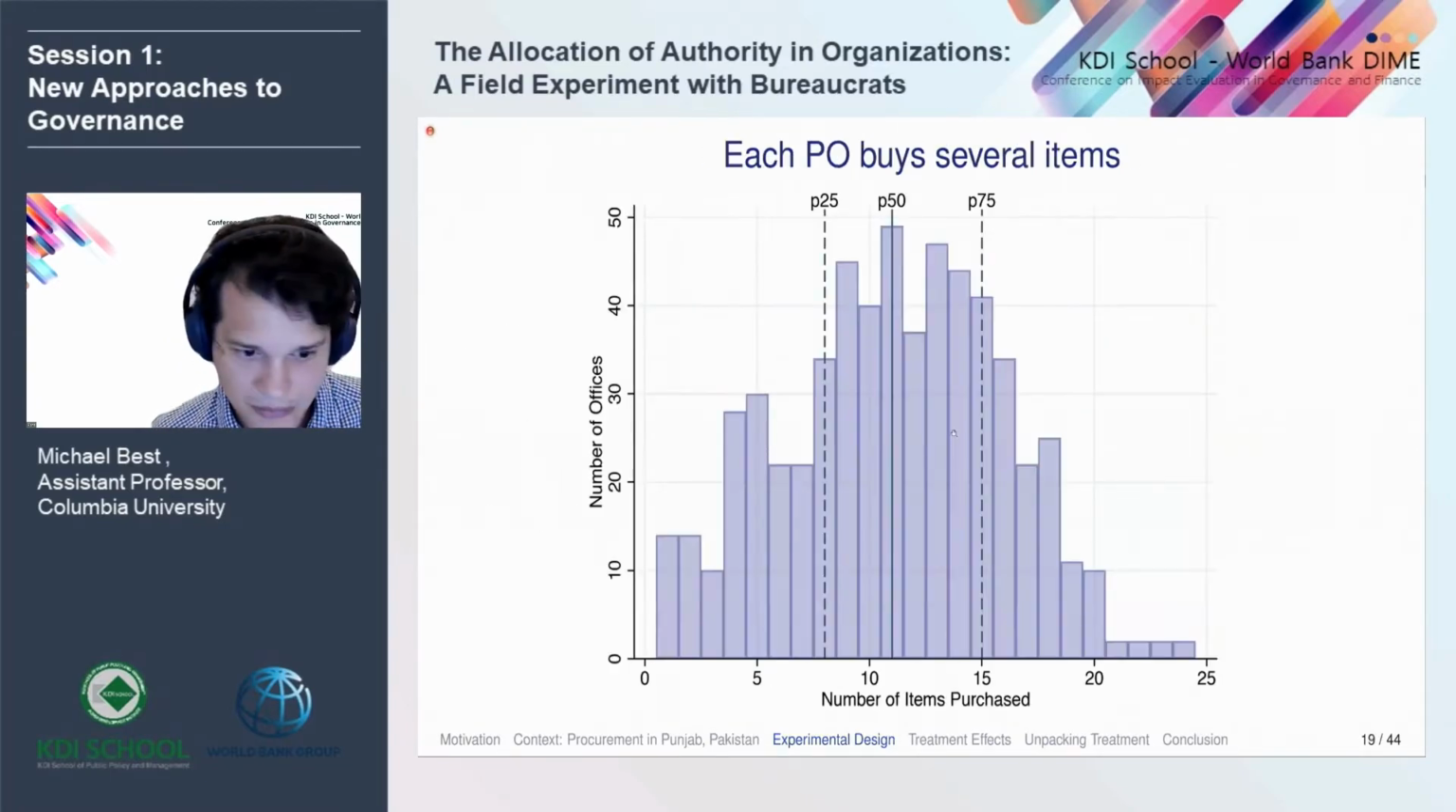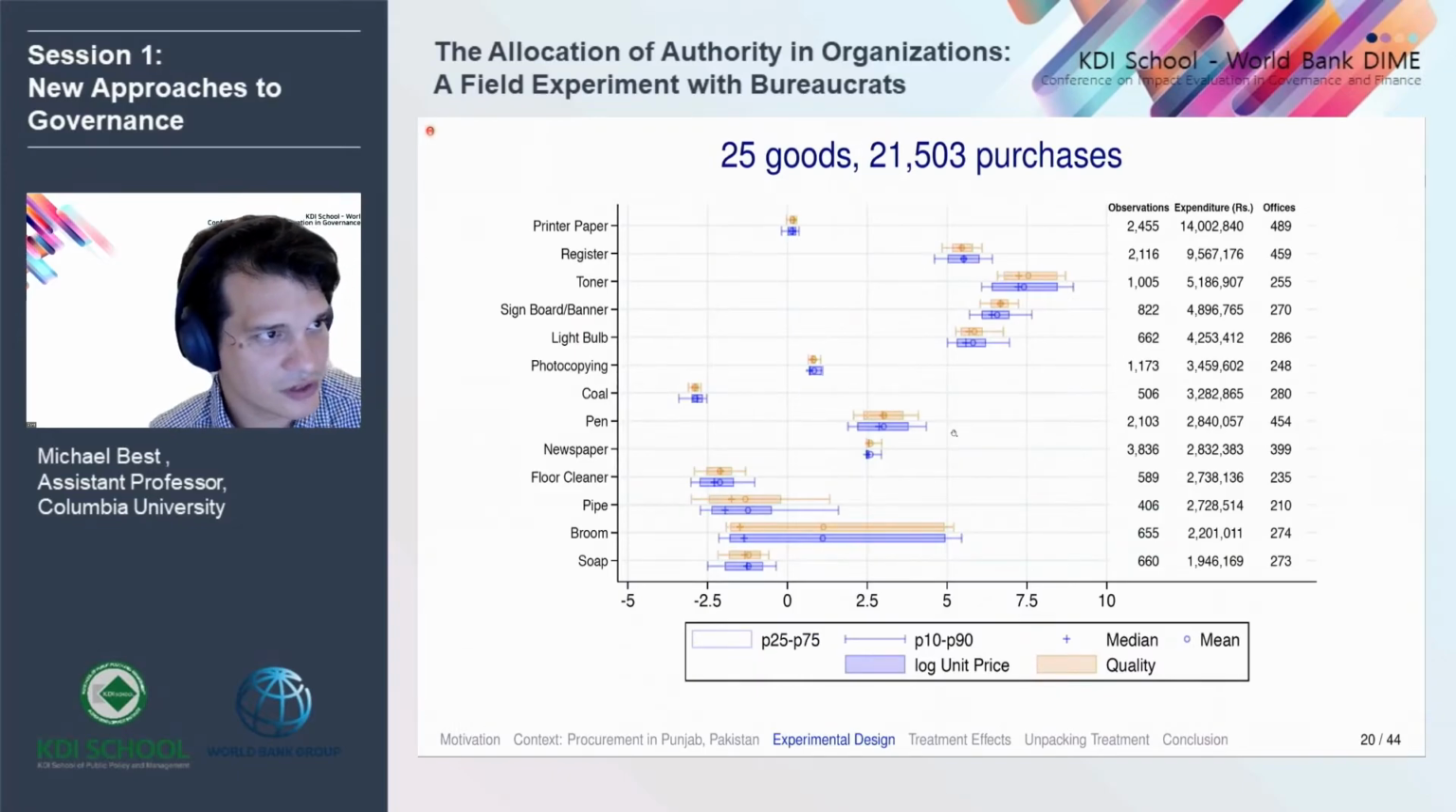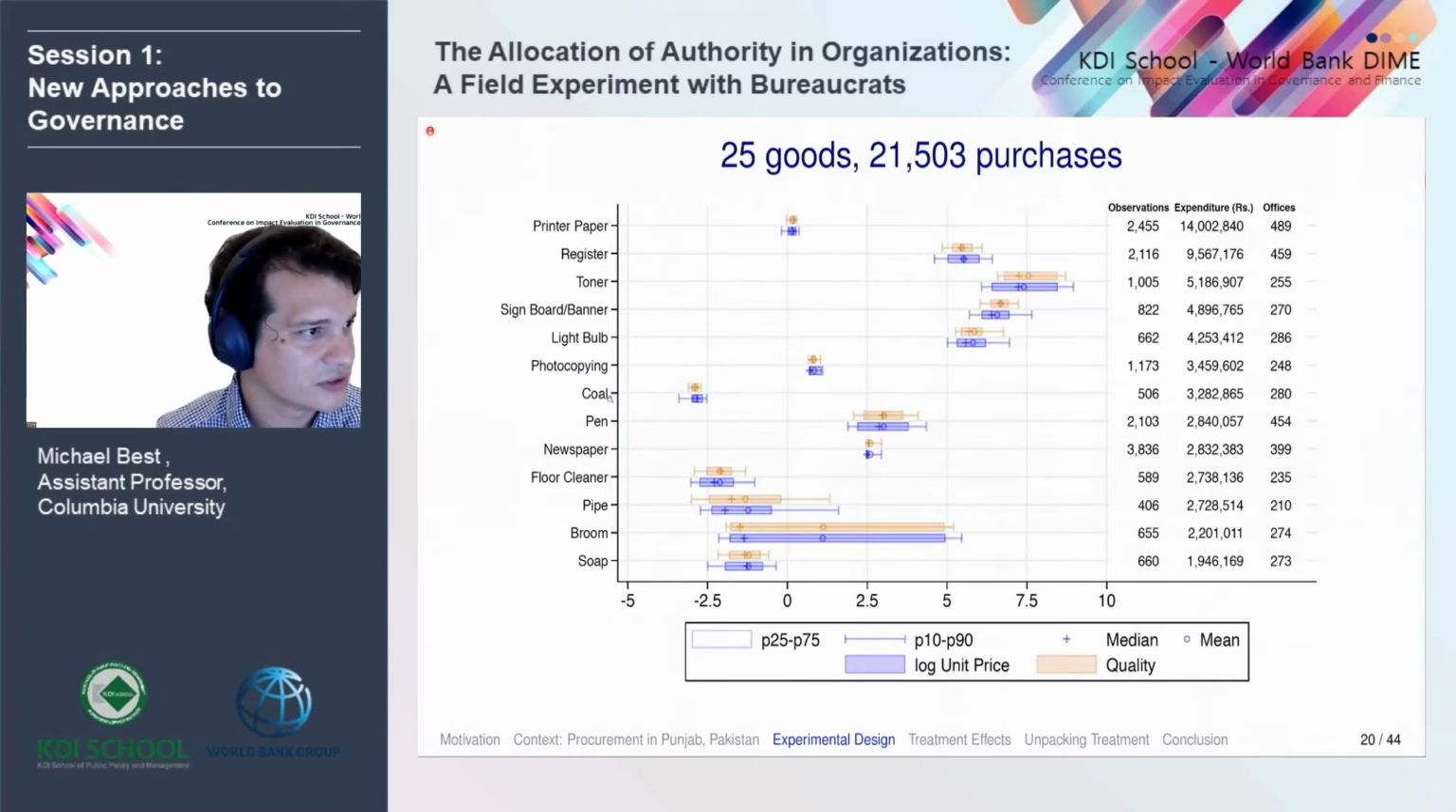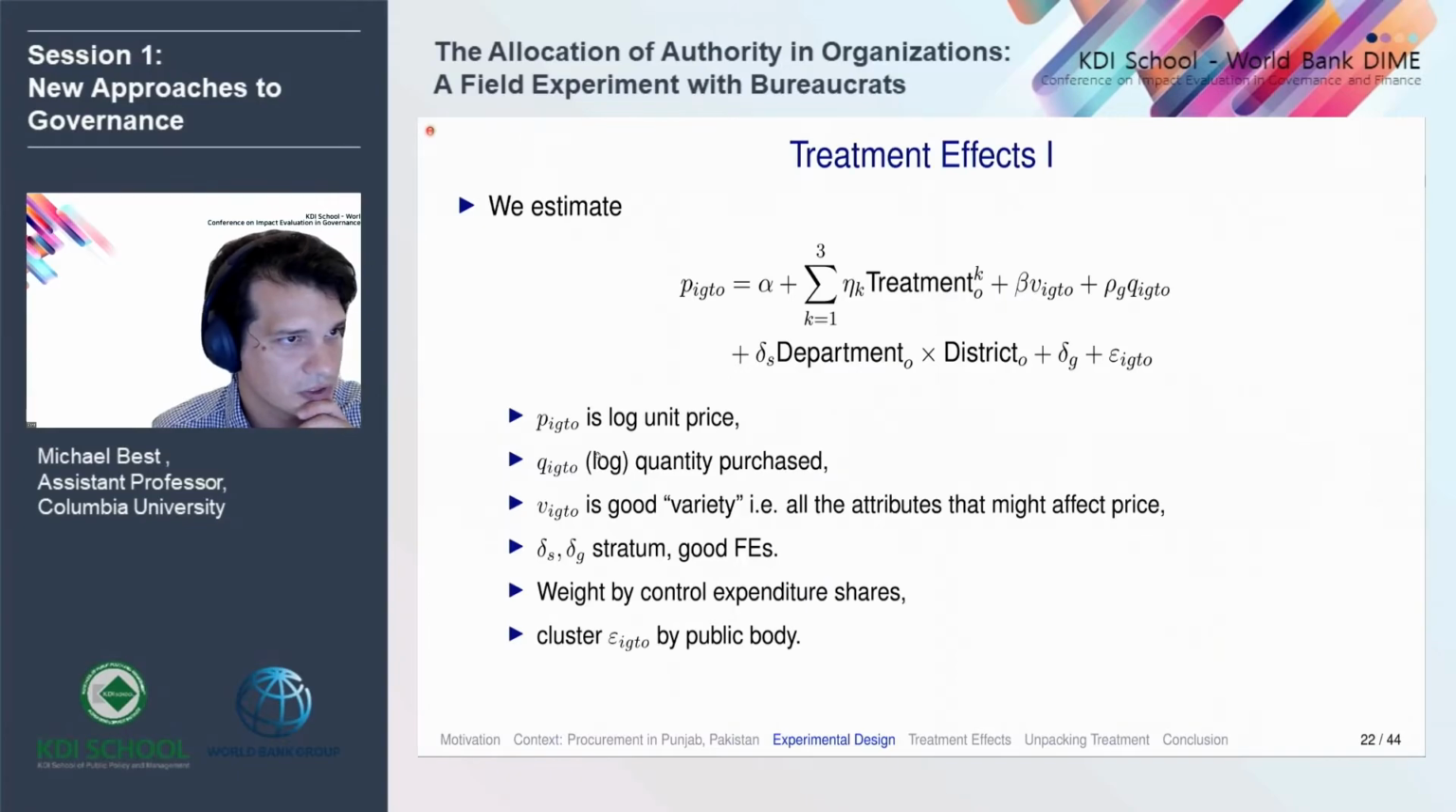I'm going to skip this because I don't want to run out of time. And so here you see what the goods are. There's things like printer paper, toner for the printer, pens, coal, photocopying, newspapers, very standardized, very homogeneous goods. Okay. And so once we have all of this data, now we can think about estimating how the experiment affected the prices that people were paying for otherwise identical goods.